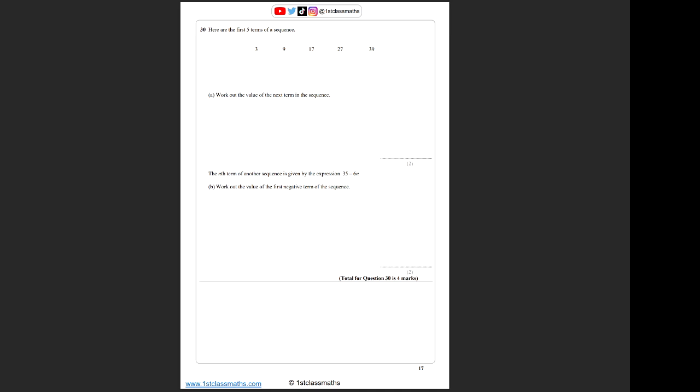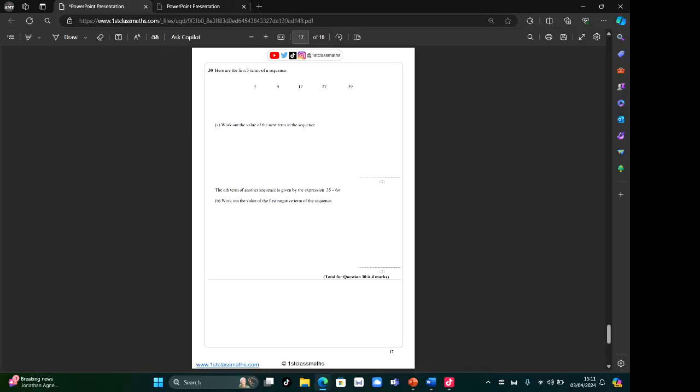Okay, next question. Looking at nth term sequences in this question. Here are the first 5 terms of a sequence. Work out the next term. So I'm going to add 6, add 8, add 10, add 12, and then add 14. This is not a linear sequence. This is called a quadratic sequence. We go up by different amounts each time. So we add 6, add 8, add 10, add 12, and then add 14.